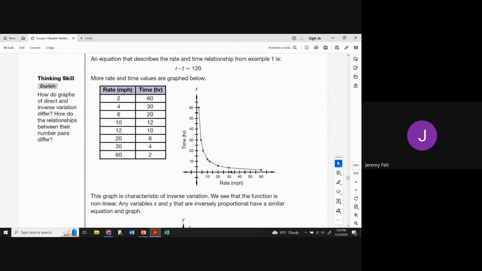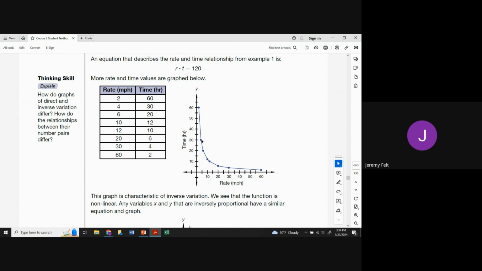Looking at rate times time, it's going to give us this shape of a graph. So inverse variation is going to look like this. Not always exactly like this, but it's going to take this general shape. So if we continued on with this all the way down and plotted, the thing we got to think about with this is we need more than 2 points. When it's direct variation, that means it's linear. We know a line, we need 2 points in order to graph a line.